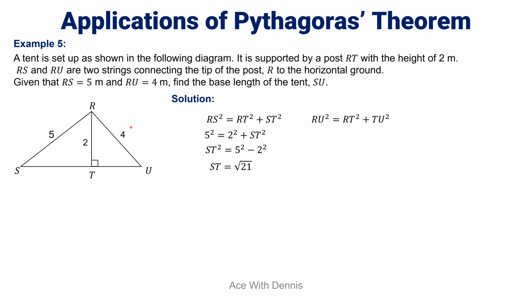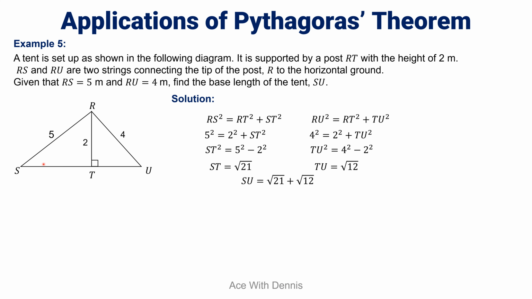Next, we look at the second right angle triangle, which is RTU. We can apply the Pythagoras theorem where RU is the hypotenuse. So it will be RU squared equals RT squared plus TU squared. Then we know RU is 4 meters, RT is 2 meters. So we substitute the values: 4 squared equals 2 squared plus TU squared. Hence, TU squared equals 4 squared minus 2 squared, which gives TU equals square root of 12.